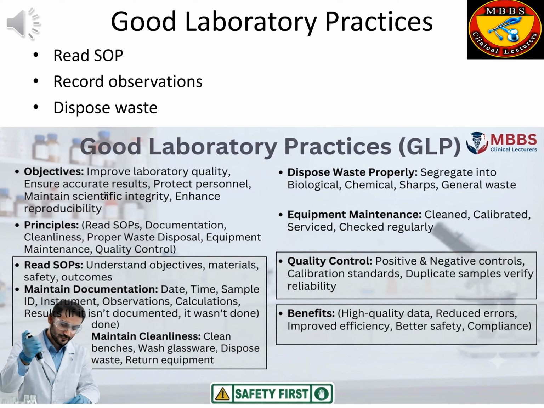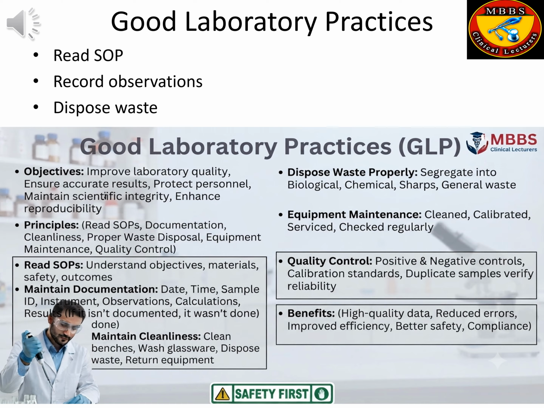Principles of good laboratory practice. 1. Read SOPs before starting. Never begin an experiment without reading the complete procedure. Understand objectives, materials required, safety precautions, expected outcomes. 2. Maintain proper documentation. Every observation should be recorded immediately. Good documentation includes date, time, sample ID, instrument used, observations, calculations, final results. Remember, if it isn't documented, it wasn't done.